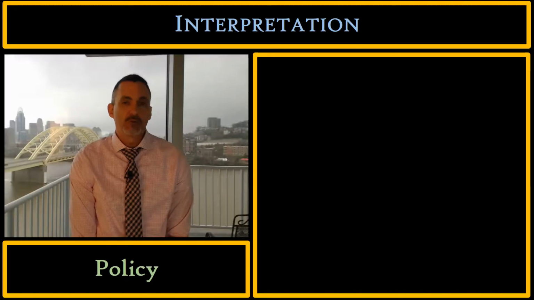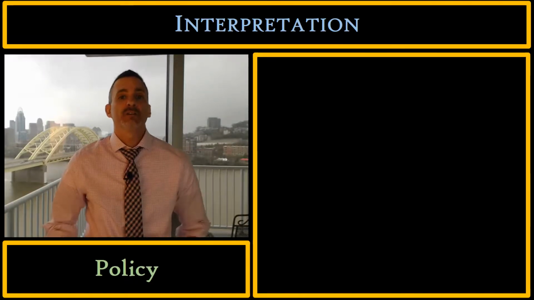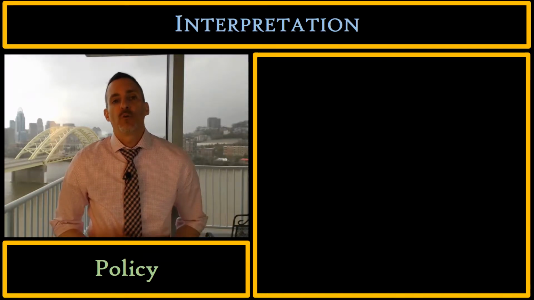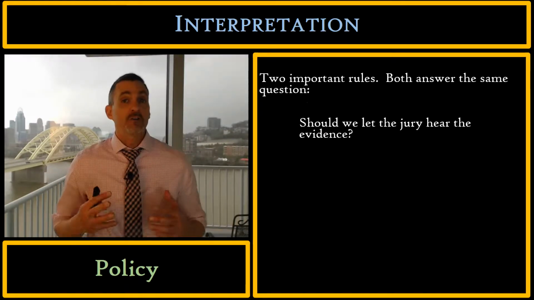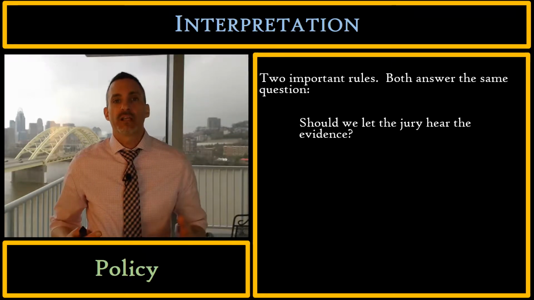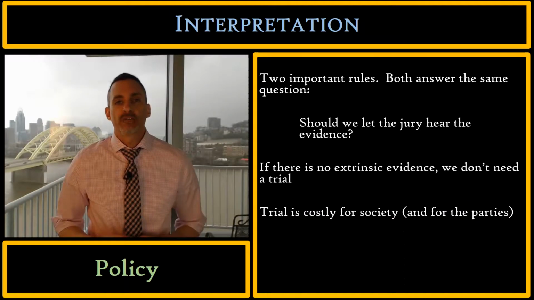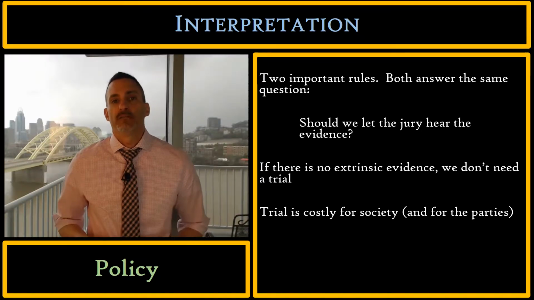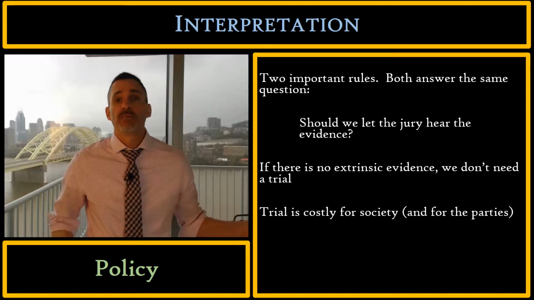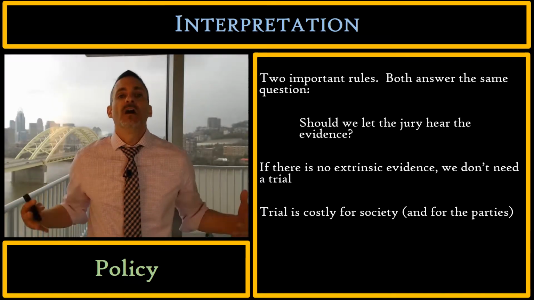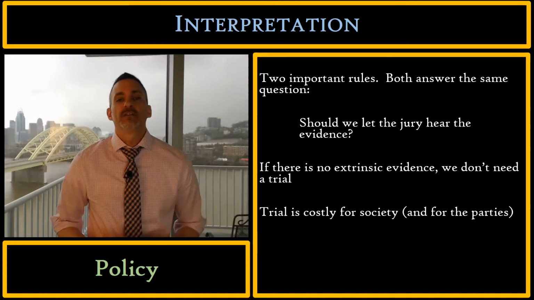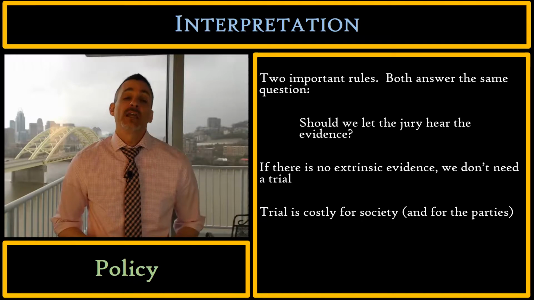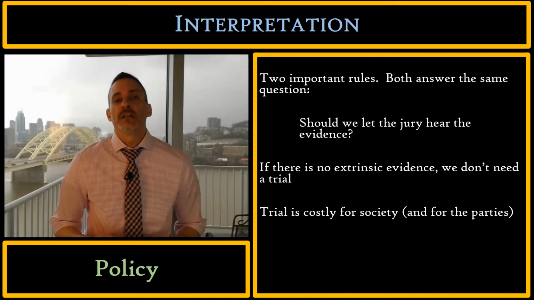All right, let's continue our discussion of interpretation by talking about the policy behind the two important rules. So there are two important rules on interpretation. They both answer the same question. Should we let the jury hear the evidence, right? We have extrinsic evidence. One party or the other party or both parties are submitting extrinsic evidence for the jury to hear that supports their respective interpretations. Should we let the jury hear the evidence?